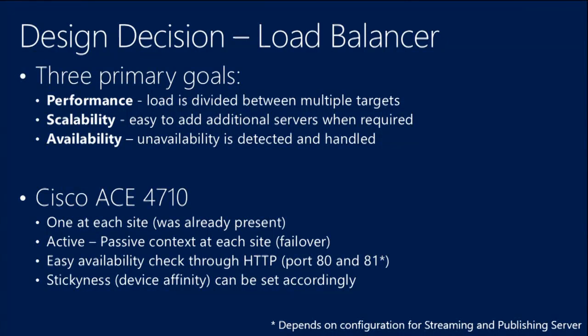So the clients on one hand had the active context on that same side and a backup on the other side. And we could easily check availability of the server and the service through HTTP ports. And depending on the ports that you use, if you use streaming port 80, that's easy to check. It's also usually open in the firewall, so that makes it a lot easier as well.